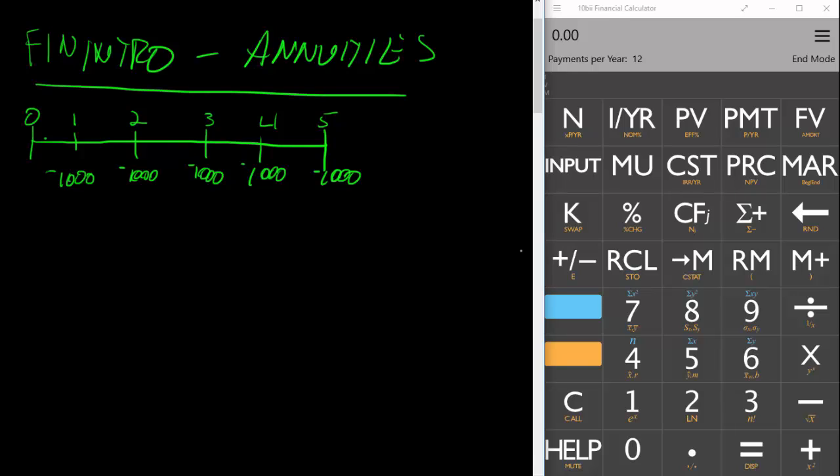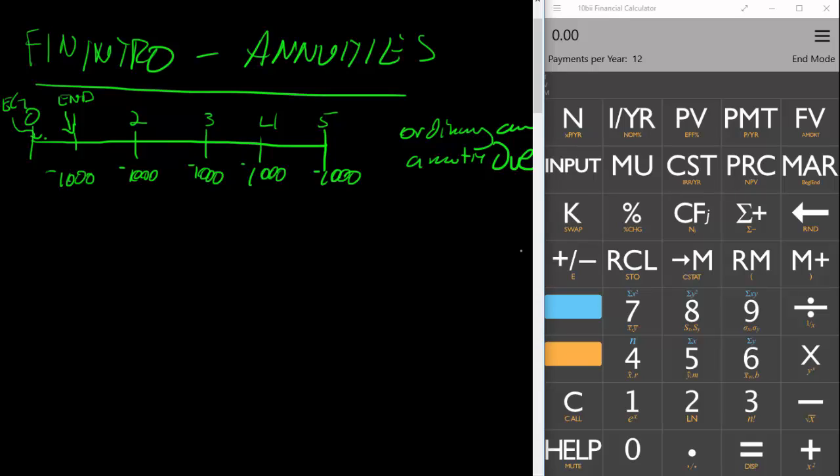Now, first of all, there are two types of annuities. There are ordinary annuities, and there are annuities due. If it's an ordinary annuity, it means that you get paid at the end of the first year. At the end. That's an ordinary annuity. Annuity due means you get paid at the beginning of the first year.